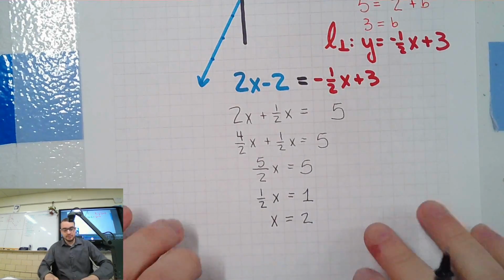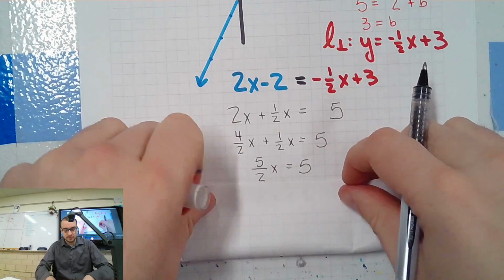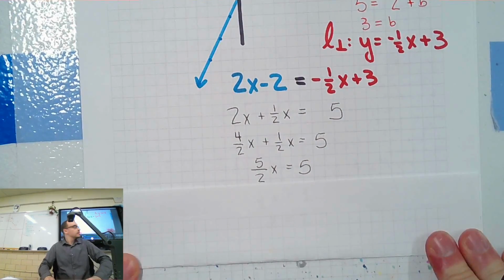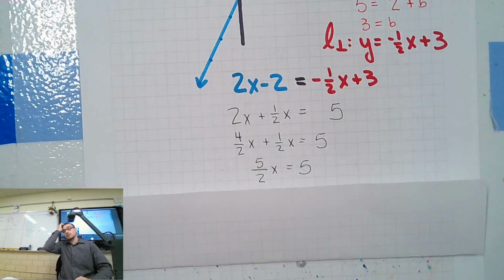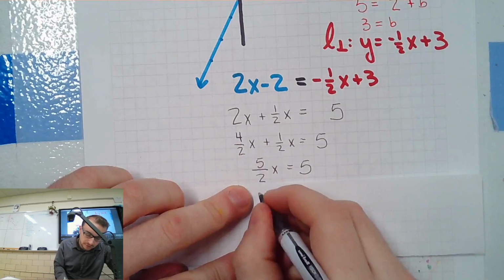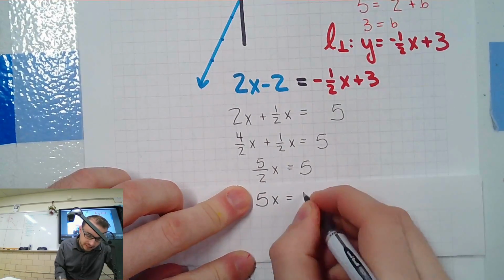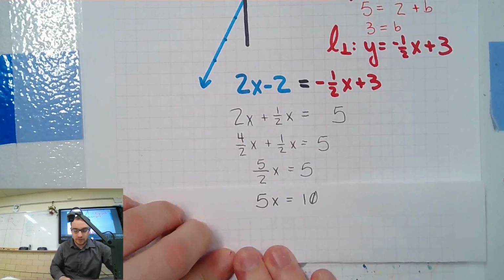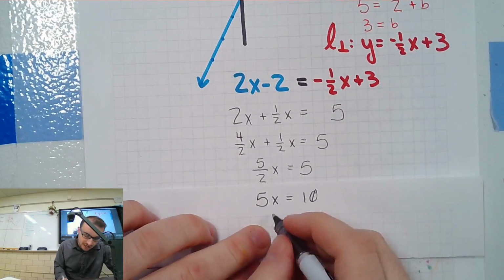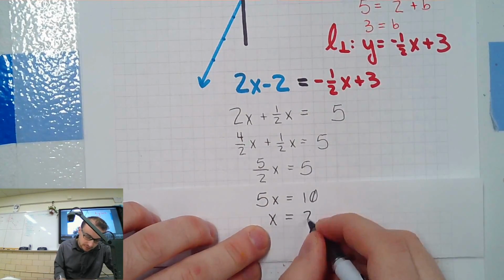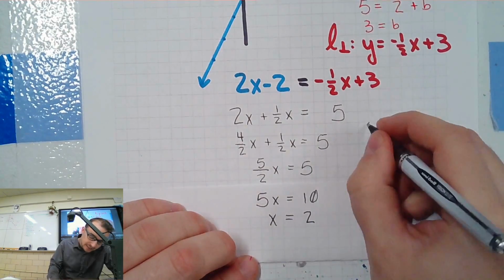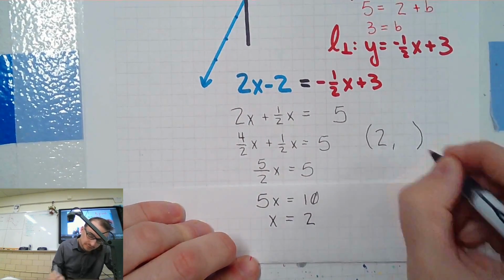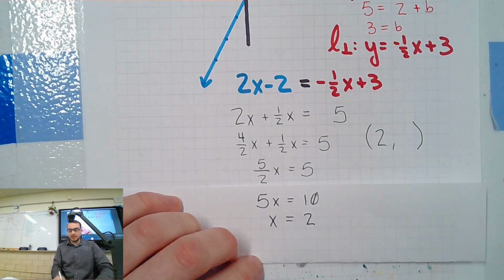Maybe you didn't like that. All right, Coda said divide by 5 first. Maybe you'd rather times by 2 first. Well, if we times by 2 first, we get 5x equals 10, right? Because we get rid of the divides by 2. Now we divide by 5, x equals 2. Cool? So where they intersect is at 2 comma something. We found x, it's 2.